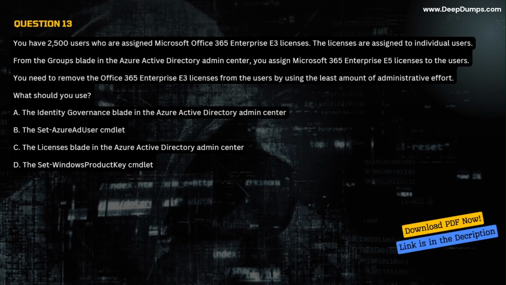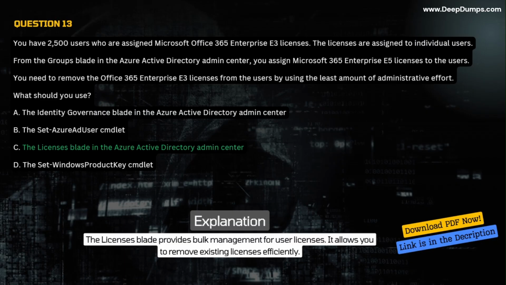A. The Identity Governance blade in the Azure Active Directory Admin Center. B. The Set-AzureADUser command. C. The Licenses blade in the Azure Active Directory Admin Center. D. The Set-WindowsProductKey command. Correct answer, C. The Licenses blade in the Azure Active Directory Admin Center. Explanation. The Licenses blade provides bulk management for user licenses. It allows you to remove existing licenses efficiently.